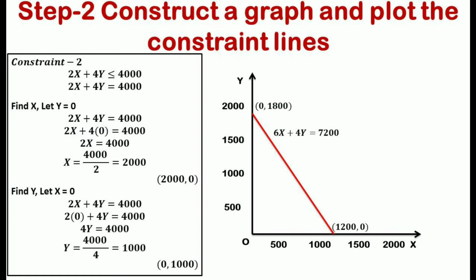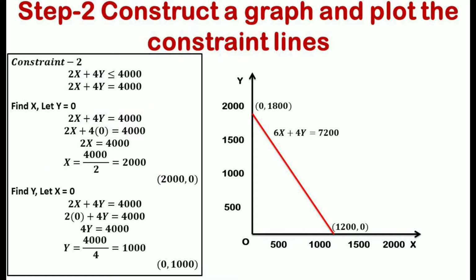Now find out the value of x by assuming the value of y is equal to 0. So 2x plus 4y is equal to 4000 will become 2x plus 4 into 0 is equal to 4000. So the equation will become 2x is equal to 4000. The value of x is equal to 4000 divided by 2, which is equal to 2000. So one coordinate is 2000, 0.